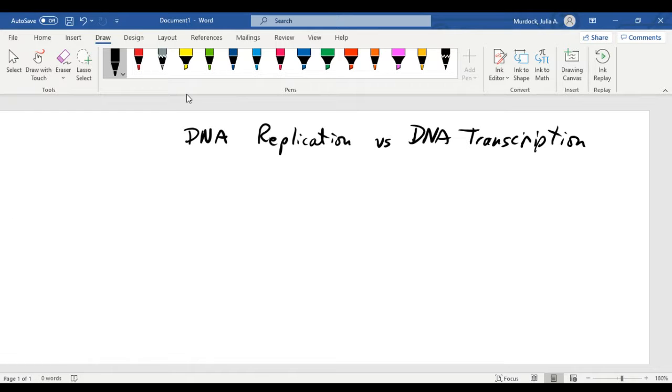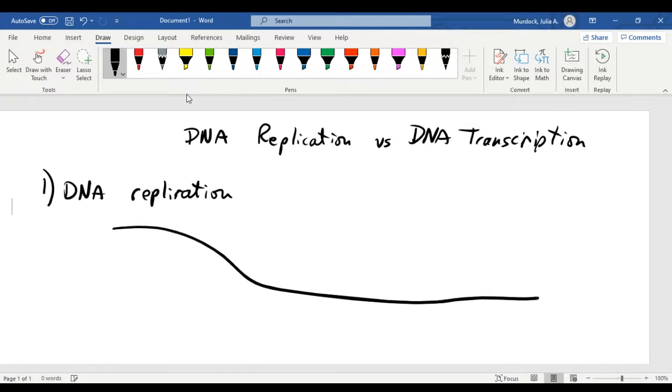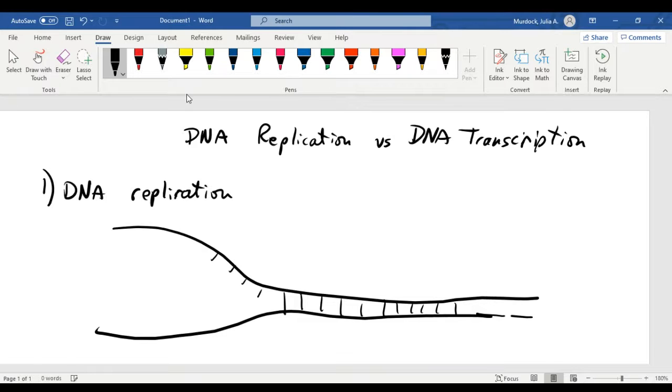So first of all, DNA replication. So a DNA molecule will, sorry for my squiggly lines, there we go. It will unzip, and there's a bunch of enzymes that do that. And then you have an exposed template, right, on both sides.